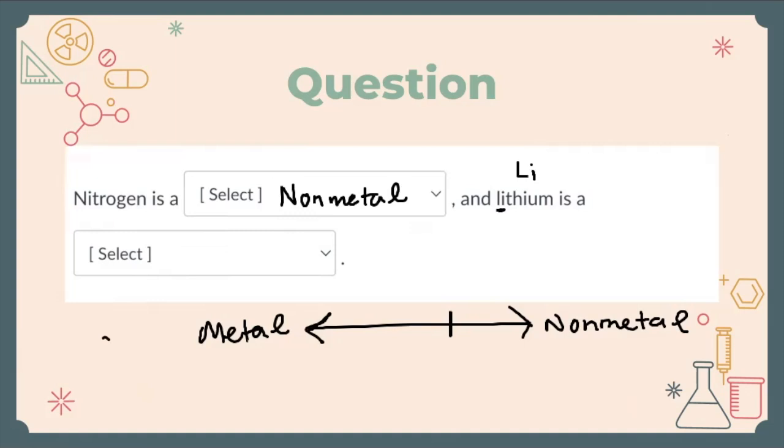Okay? So if it's in group 1, that tells us it's all the way on the left side. And if we look at our chart here, we know that if it's all the way on the left side, then it must be classified as a what? Metal. And that is how you do this question.